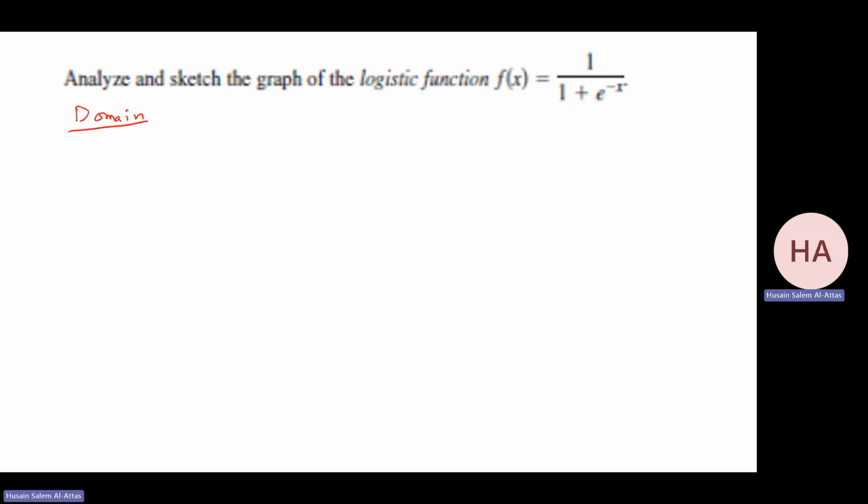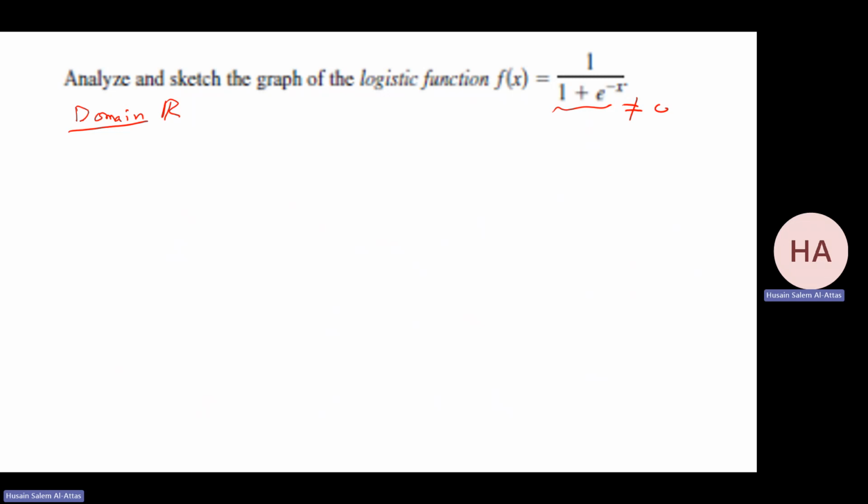Is there a restriction in the domain? Yeah. I want 1 plus e to the minus x not equal to 0. When this is equal to 0, I have e to the minus x equal to minus 1, which is impossible. So the domain is all real numbers, domain R. This cannot be equal to 0, because e to the minus x is always positive.